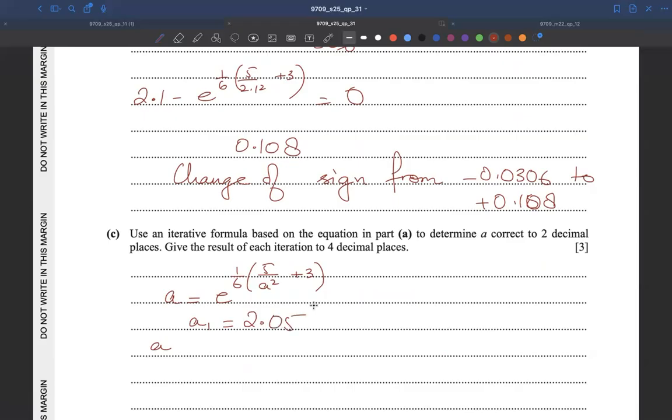Now let's substitute this into the calculator. We get e to the power of 1 upon 6 multiplied by, we can write it in bracket form, 5 upon 2.05 whole squared, and then plus 3. And we'll close the bracket and we'll get 2.01. So the second value is 2.01. And then in the same formula, instead we'll now write 2.01 over here.